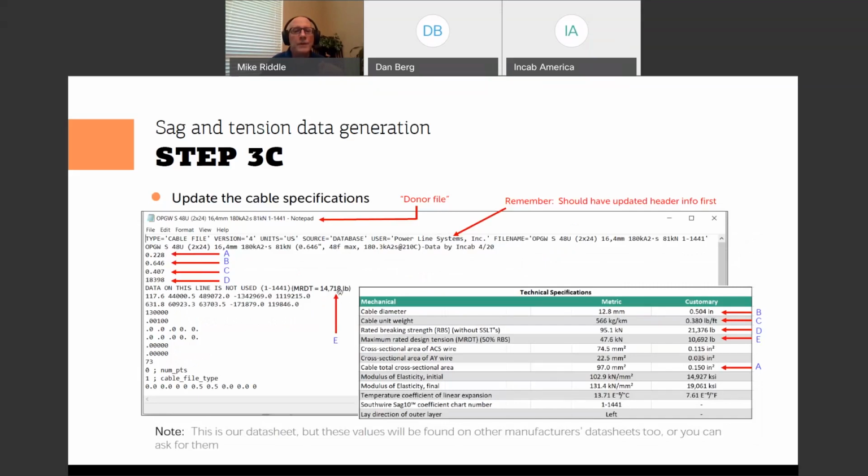And then you should also update that maximum rated design tension that we're going to talk about more later. And different manufacturers are going to present the information slightly differently, but it should all be there. And if not, of course, you can go back and ask them for what's missing.